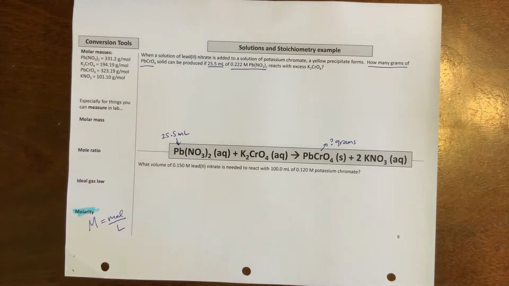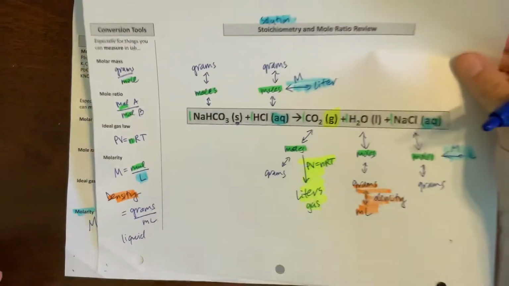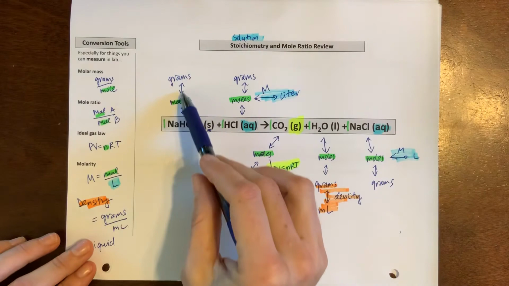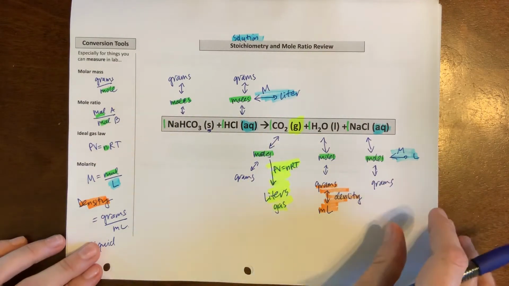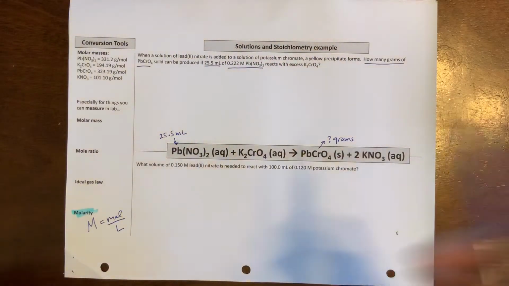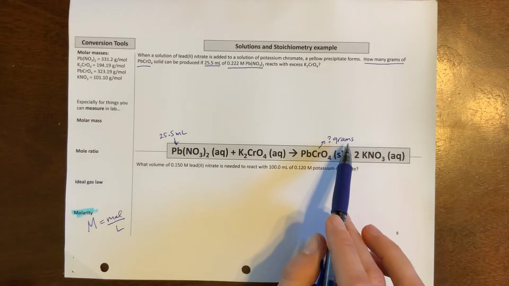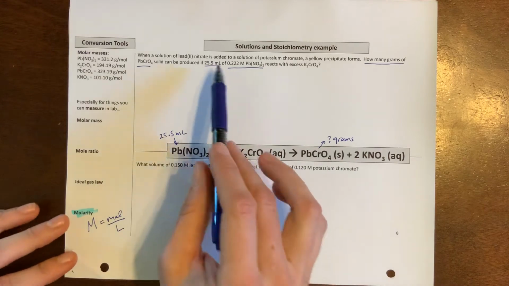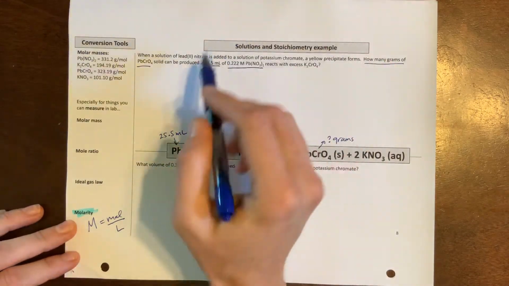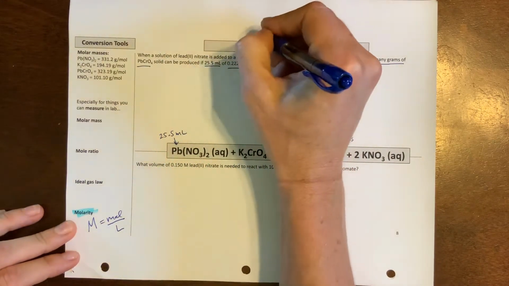So if you can kind of picture back to this reaction, we can work our way in on one side and work our way out on the other. And that's what we're going to do here. We're going to work our way in at the lead nitrate and then work our way out at the lead chromate. So I really only have two numbers that are given to me, 25.5 mL and then this molarity.